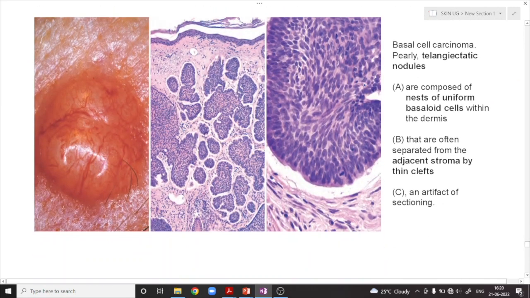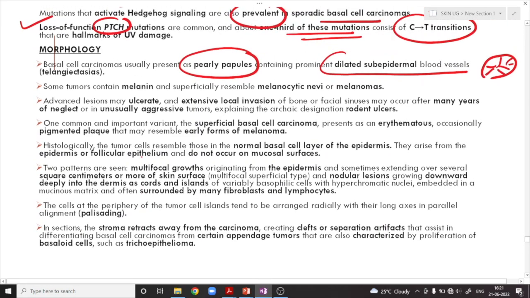So let me show you. This is the characteristic papule that you see. These are small areas, and on the surface you can see the dilated blood vessel. This is known as telangiectasia. This is a very classical feature of basal cell carcinoma. Usually remember, BCC occurs in the upper half of the face, in the angle of the medial canthus and the nose, and this is the area that is classically involved in basal cell carcinoma.